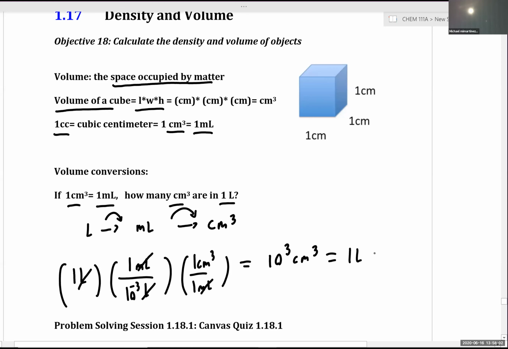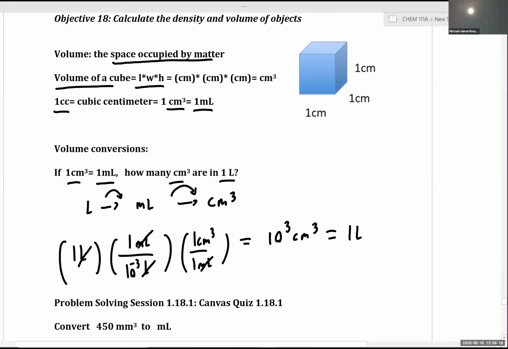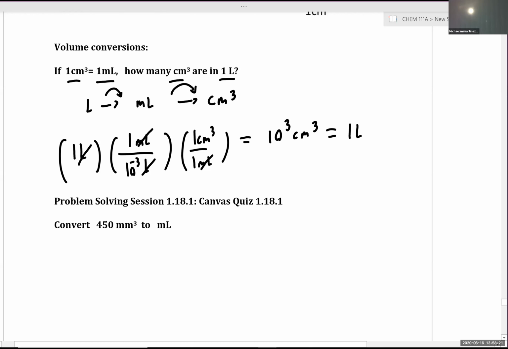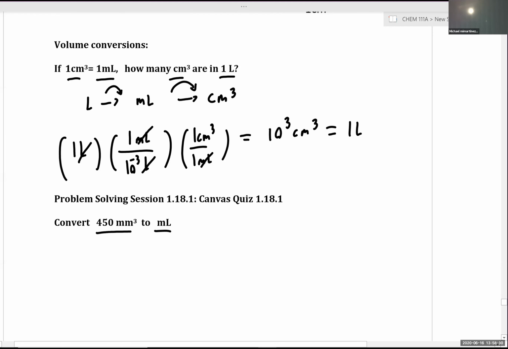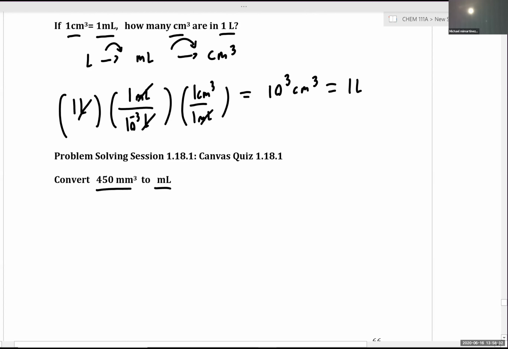Perfect. Any questions on this example? If there aren't any questions, I'd like you to tackle the following conversion. I'd like you to convert 450 millimeters cubed into milliliters. So this would be Canvas problem solving session 1.18.1.